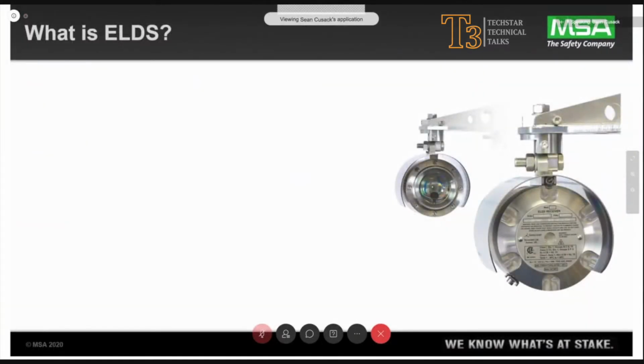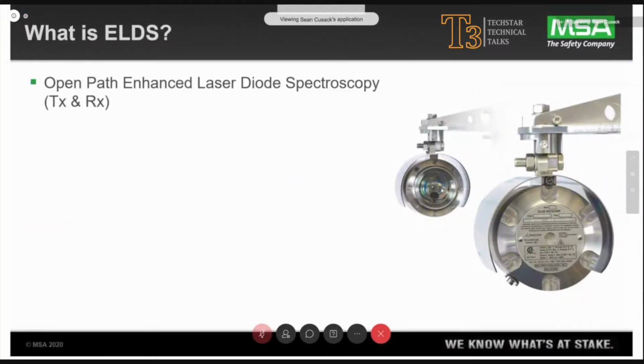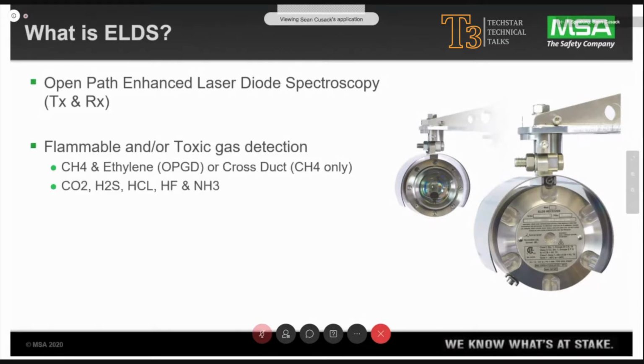So, basic question, what is it? The ELDS is an open path enhanced laser diode spectroscopy gas detector consisting of a transmitter and a receiver. It's very similar to what you may be used to in other open path gas detectors. It can detect flammable and/or toxic gases. For example, if flammable, we can do methane and ethylene in open path, or we can do a cross duct with methane only. The cross duct is designed to be mounted on the opposite sides of flat, parallel-walled ducts.